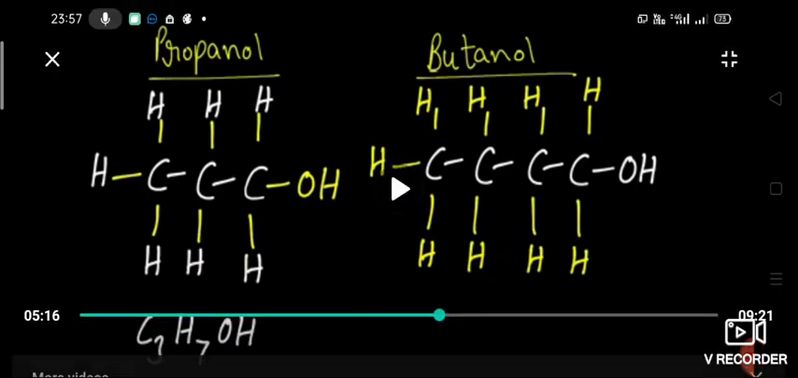What is the molecular formula of propanol? C3H7OH. What is the formula for butanol?